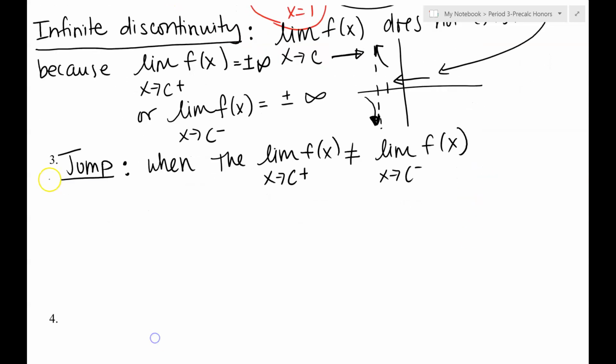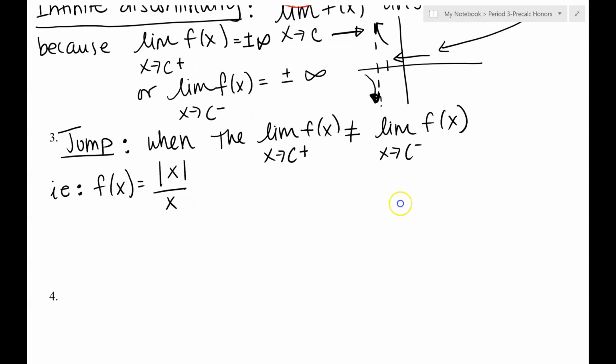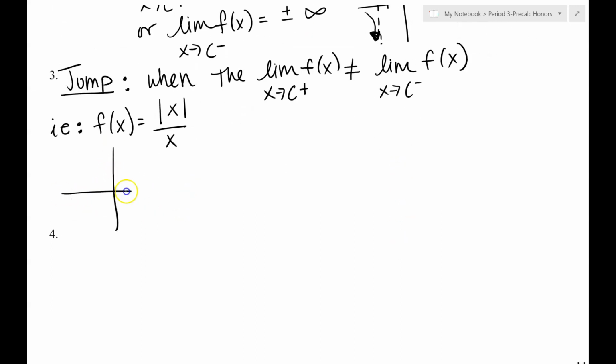So one of the functions I can think of that keeps reappearing in your homework assignments is this. Okay, so this is the piece I'm thinking about. So when I graph this out, or when I sketch this out, on the right side, it's always 1. On the left side, it's always -1. So as you can see, as x approaches 0 from the right and the left, the limits exist independently, they're just not equal. Okay.